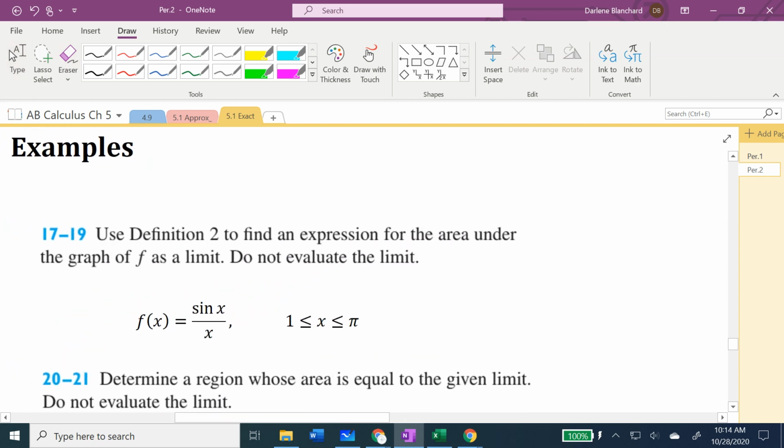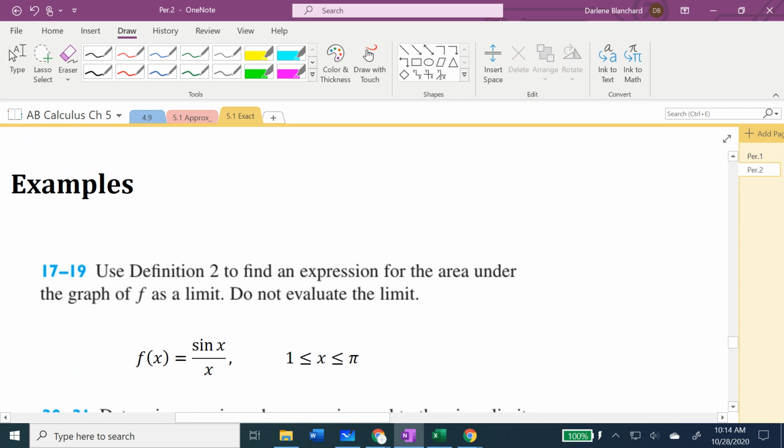So in problems 17 through 19, you will be given a function and an x interval. And you are to come up with an expression for the area under the graph of f as a limit. And it says to use definition 2. That's basically what I just showed you. So here we go. I'm going to talk you through it.